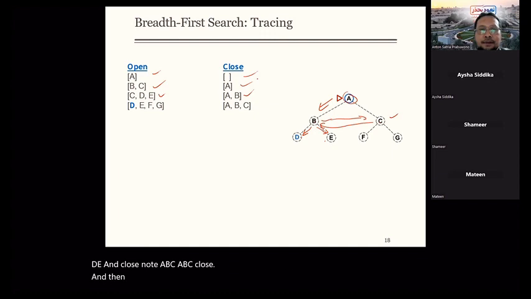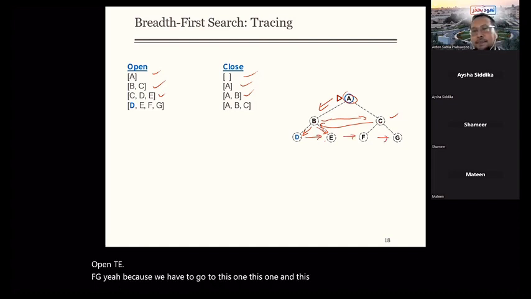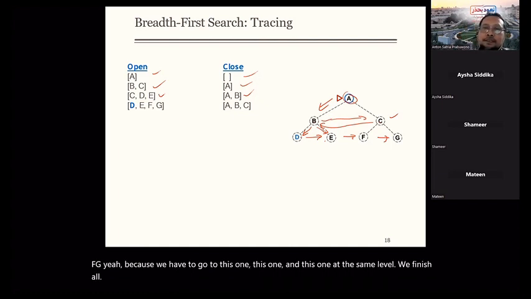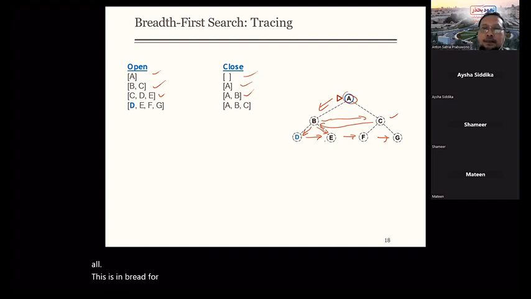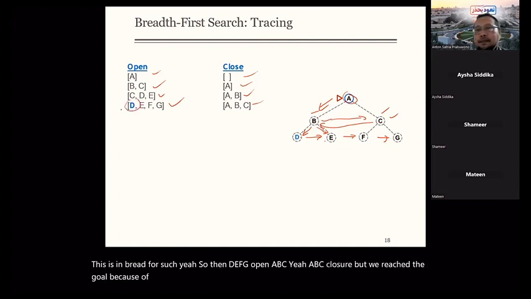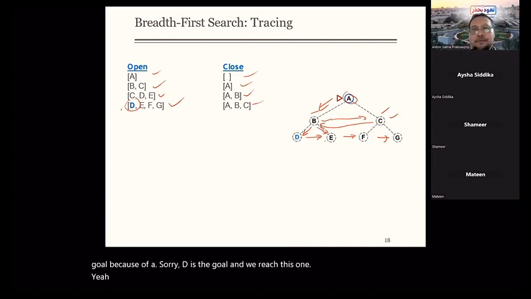After that, after D and E, we get the open nodes D, E, F, G, because we have to go to this one and this one, the same level. We finish all of it horizontally. This is breadth first search. So D, E, F, G are open, and A, B, C are closed. But we reach the goal because D is the goal, and we reached it. So the closed list is complete for this BFS.